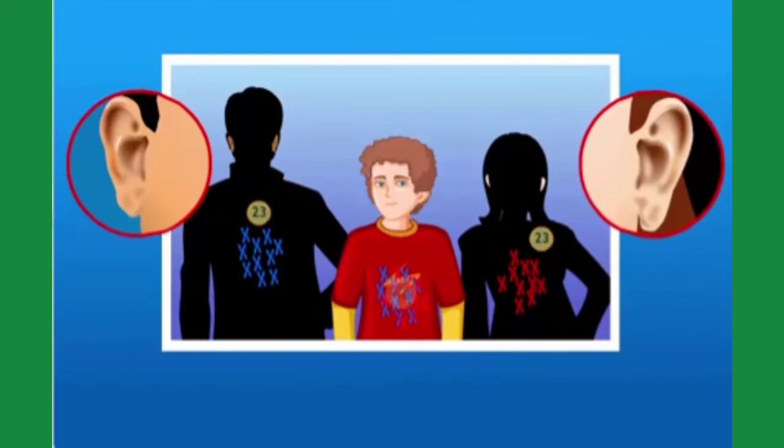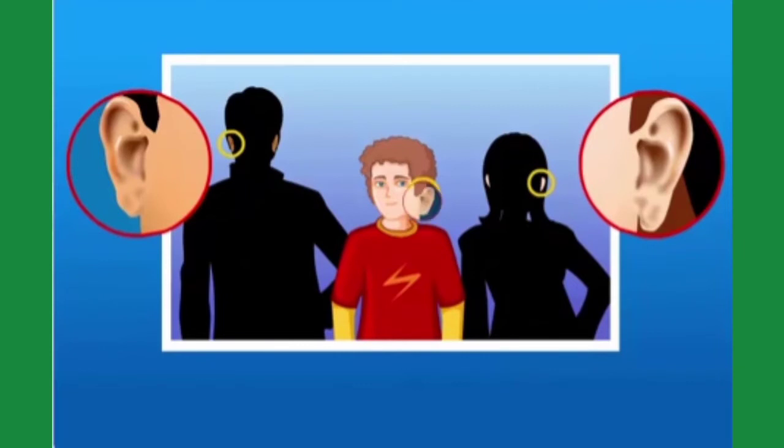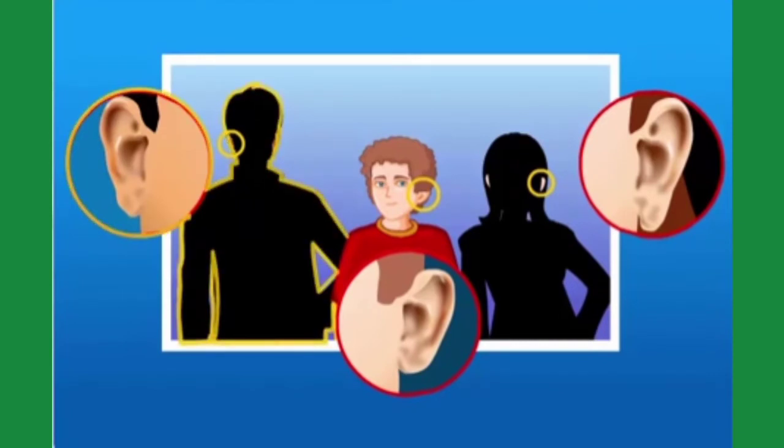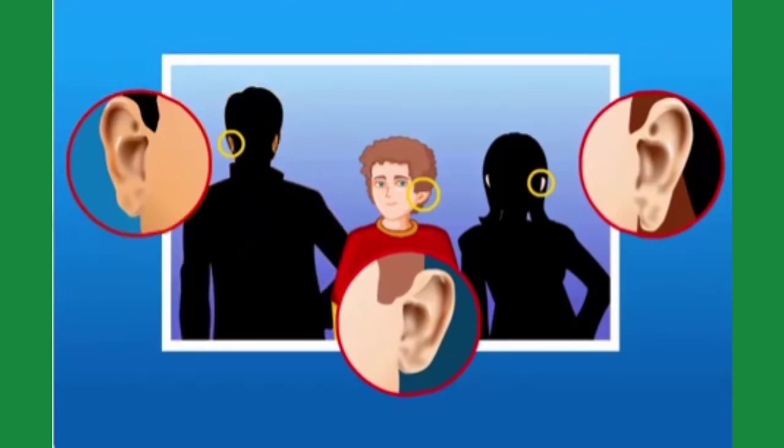If we try to correlate the ear of the child with that of his parents, we understand that the father's gene for the earlobe is dominant, because of which the child developed an attached earlobe.